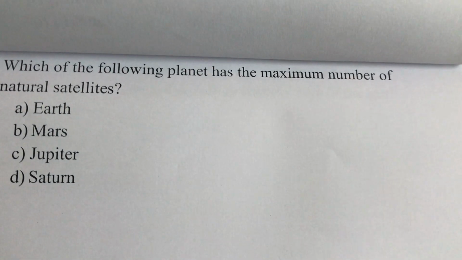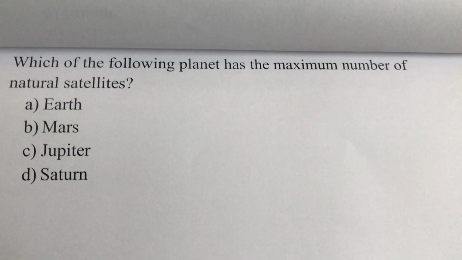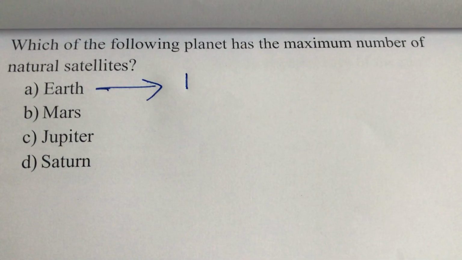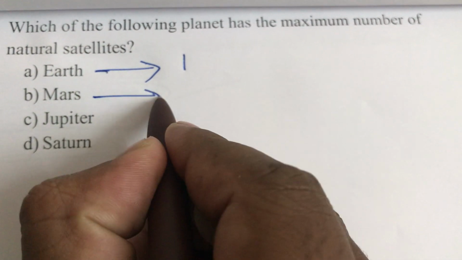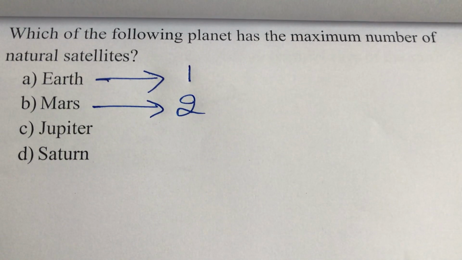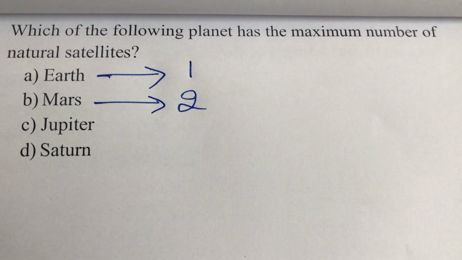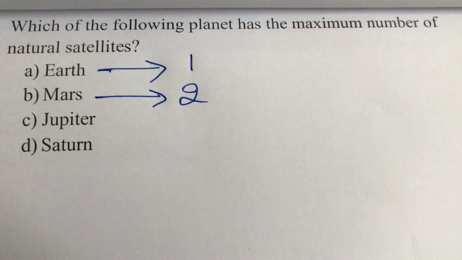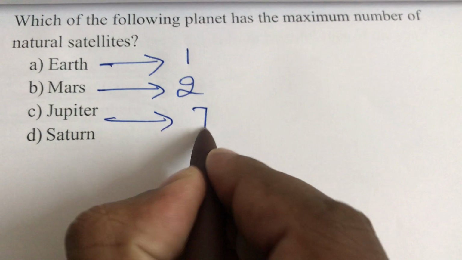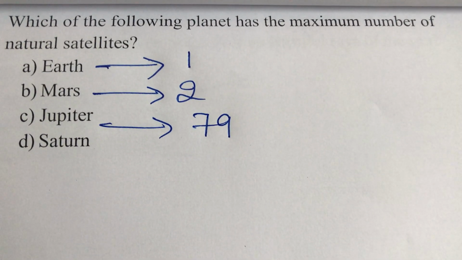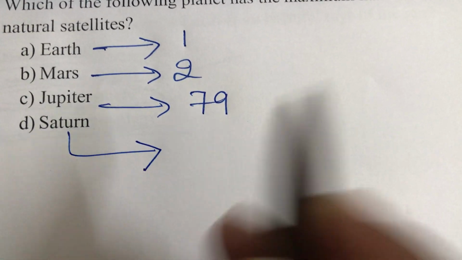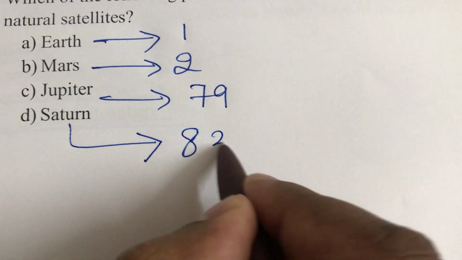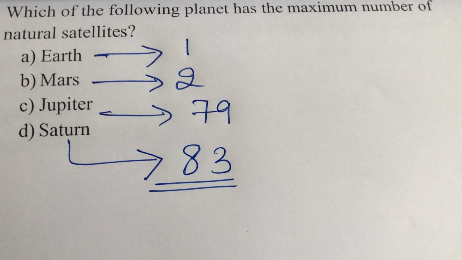Which of the following planets has the maximum number of natural satellites? Option A, Earth, which has only one moon. The moon is considered a natural satellite. Mars has 2 satellites. They basically look like our moon, but if you go to Mars we can see 2 moons. And Jupiter has 79 natural satellites. Next one, Saturn has 83 natural satellites, natural moons.